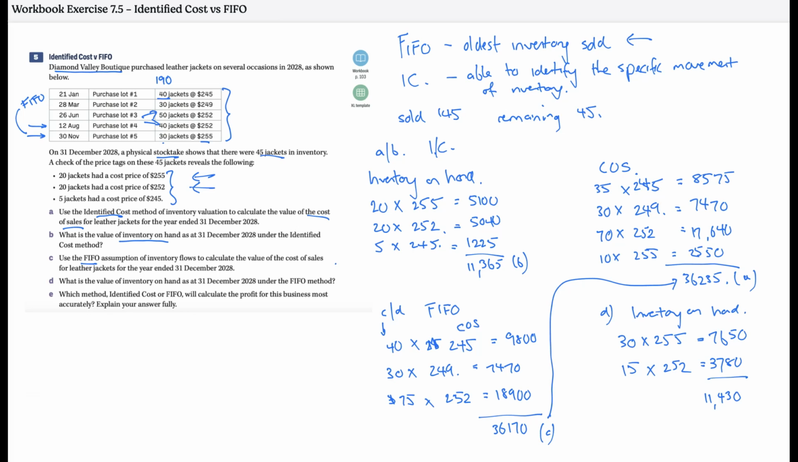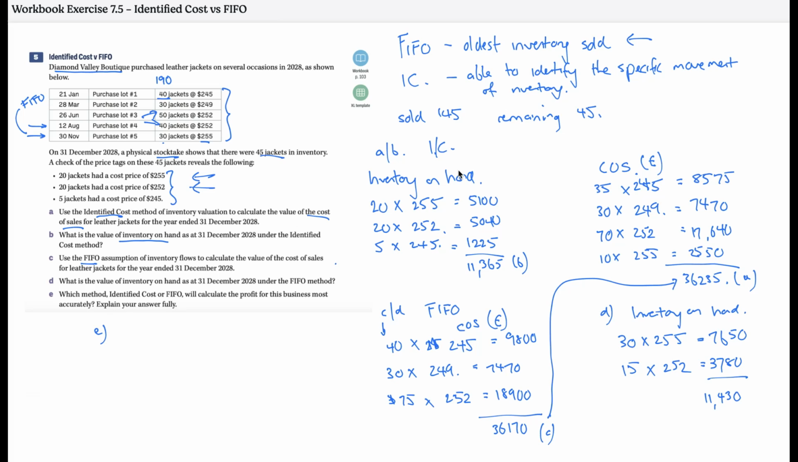And this leads us to our question E. Which method, identified cost or FIFO, will calculate the profit for this business most accurately? Now, we of course know profit equals revenue earned minus expenses incurred, and we know that cost of sales is an expense. So given the selling price would have been the same whether it's identified cost or FIFO, we will actually have less profit for identified cost because the cost of sales is higher, and it's not insignificant either. It's $65.